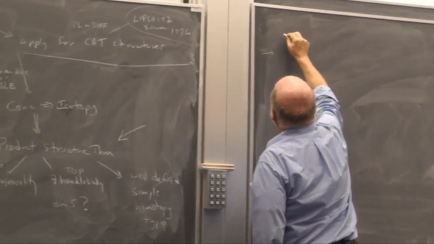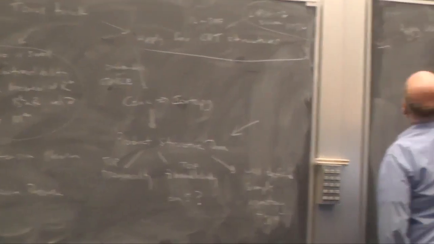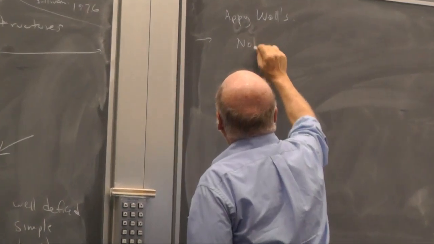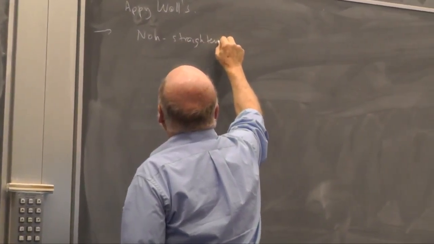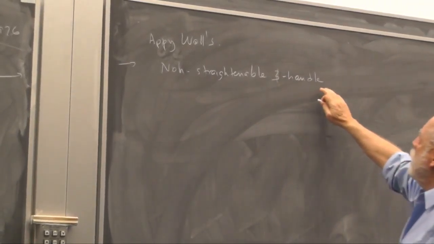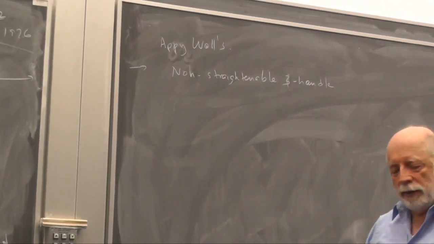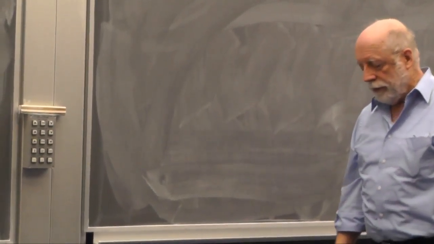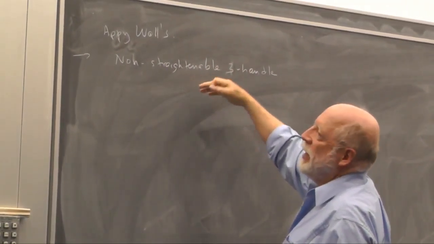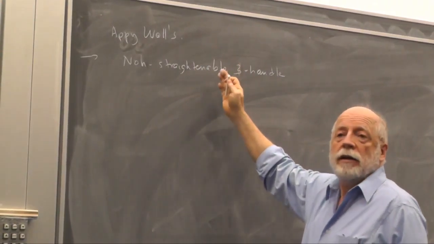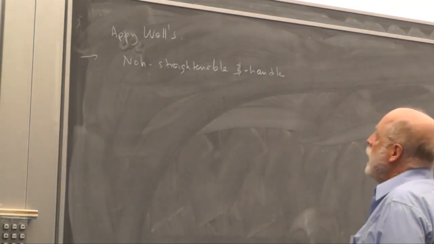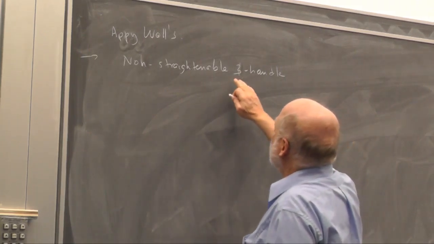we apply Wall's theorem. There's Wall's theorem throughout. And just from the statement, it's quite easy to get a non-straightenable triangle. So you know there's something non-trivial about this whole subject. You can't just put a unique PL structure on every manifold and that's the end of it. Instead, there's something interesting, something pathological happening, in the sense that not all topological manifolds are PL.